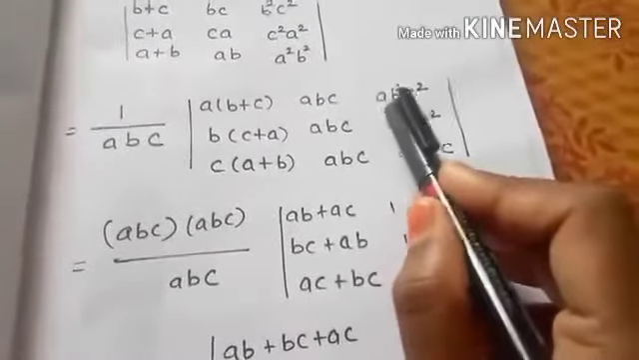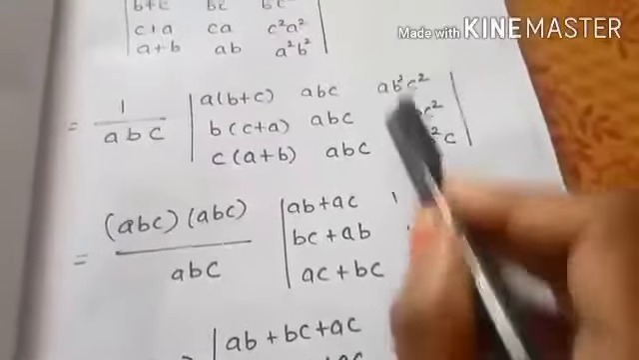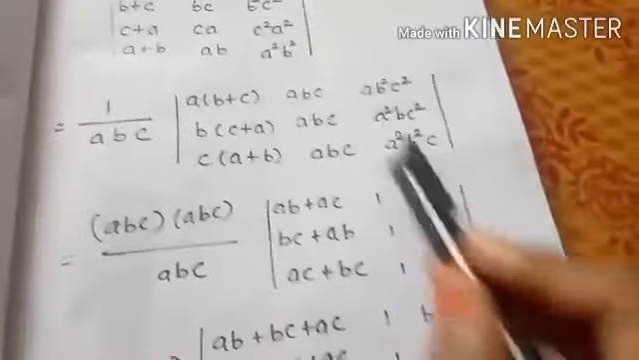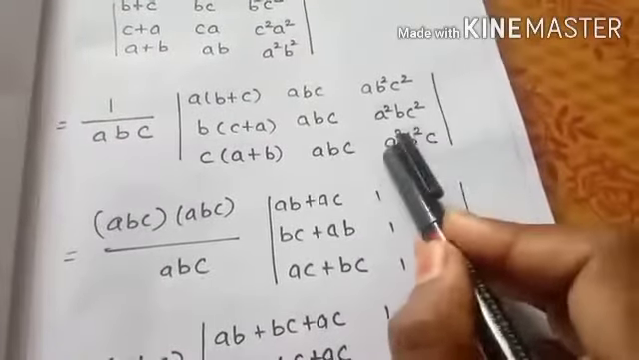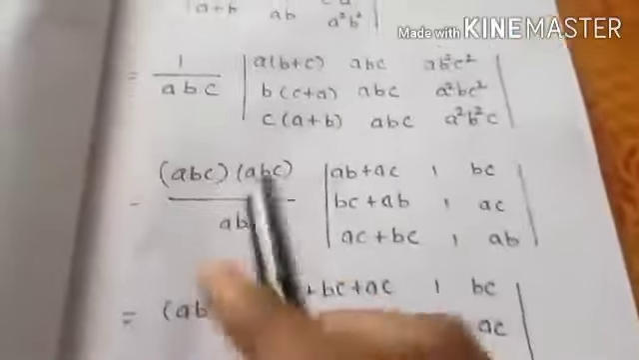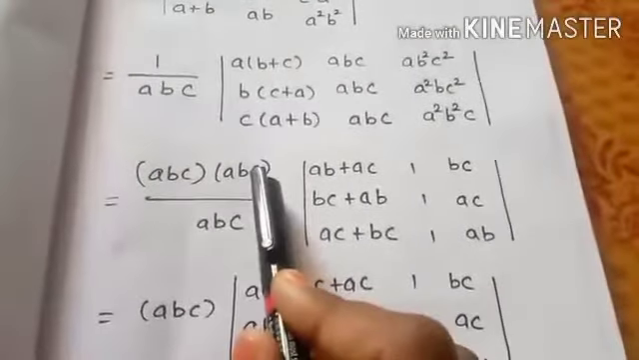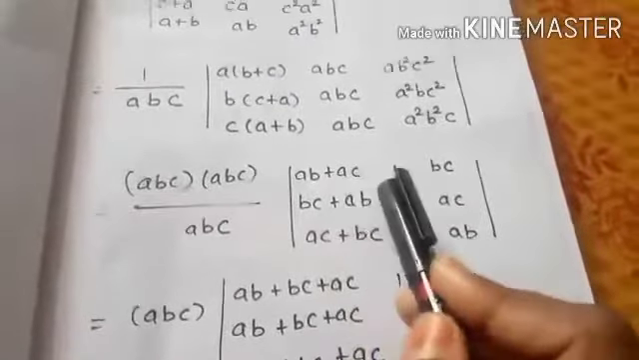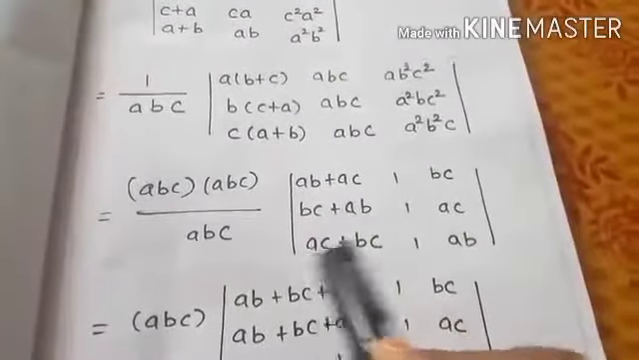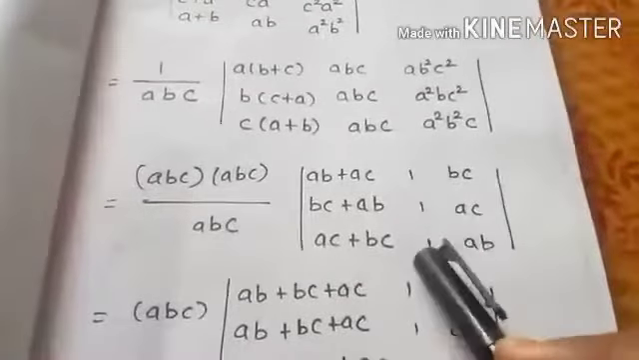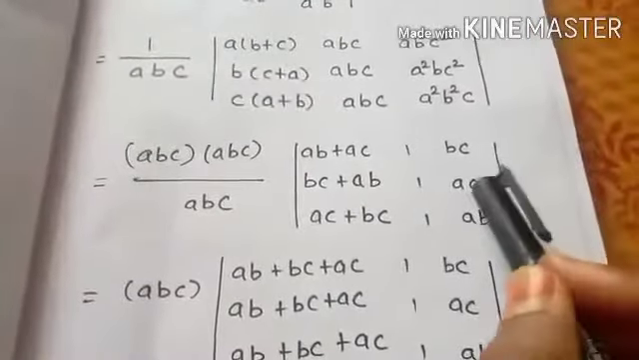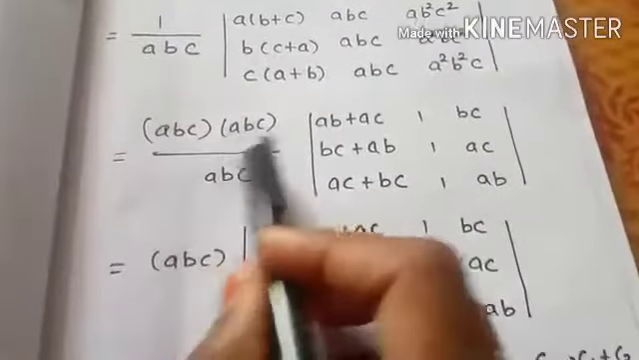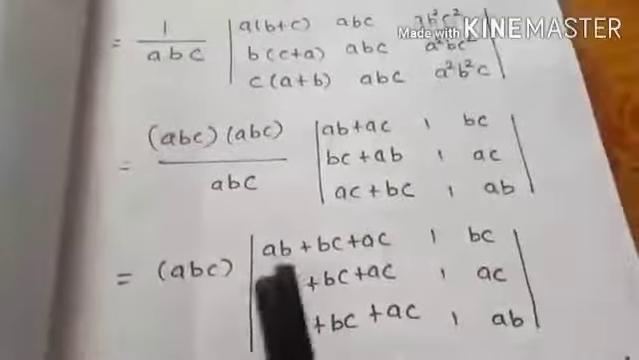a into b into c, remaining is bc. Next, a into b into c taken outside, remaining is ac. Next, abc taken outside, remaining is ab. Therefore, abc into abc by abc into the determinant of ab plus ac, bc plus ab, ac plus bc; second column 1, 1, 1; third column bc, ac, ab. Next, from this abc, abc is cancelled, remaining abc into the determinant.